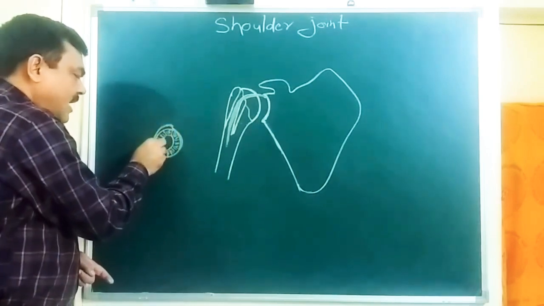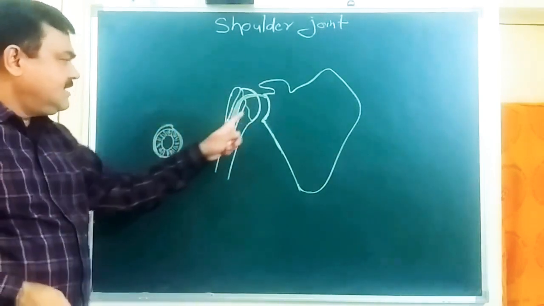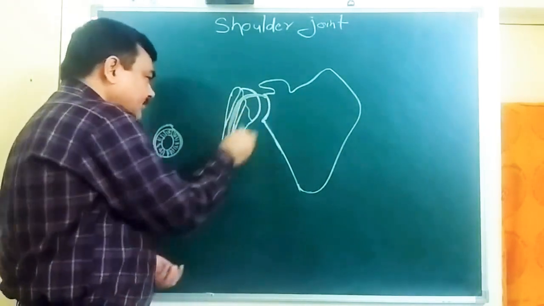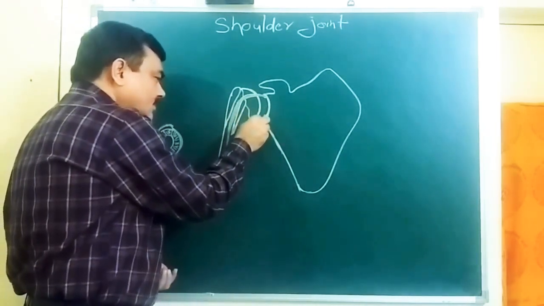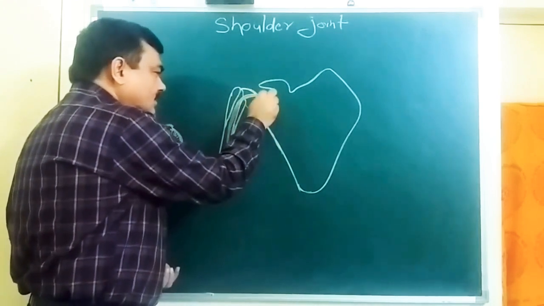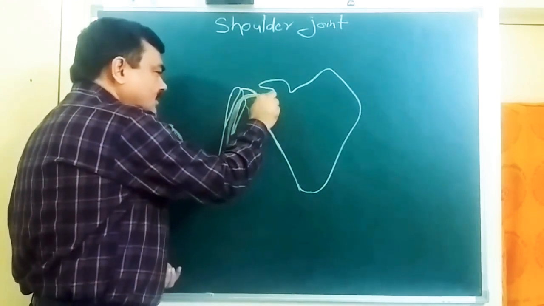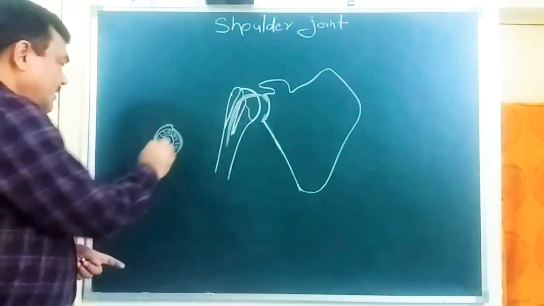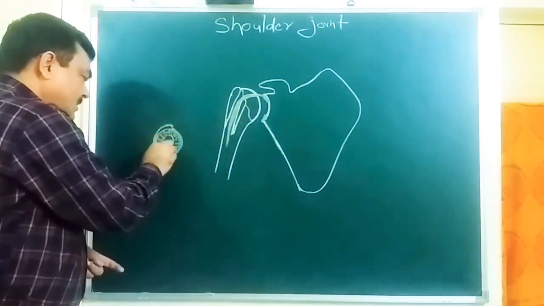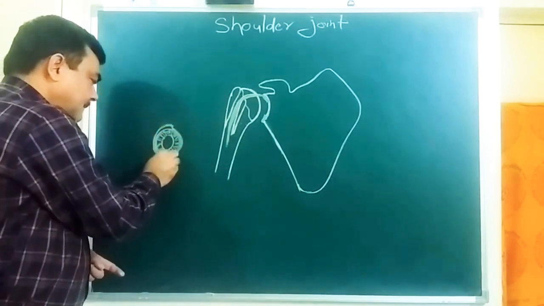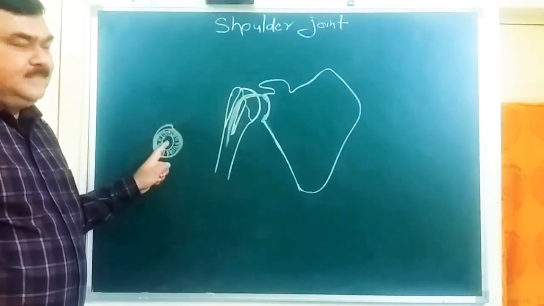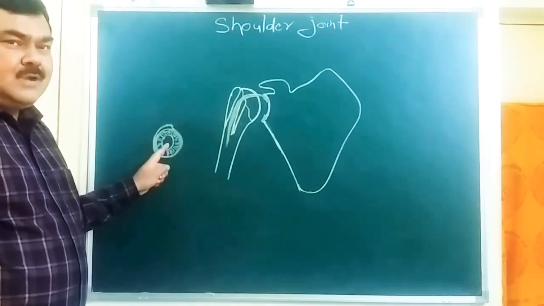And this glenoid labrum deepens this cavity. It is attached here. This is lateral view, this is anterior view. So it is attached towards the margin. It deepens the glenoid cavity. This is glenoid labrum, a fibrocartilaginous rim.